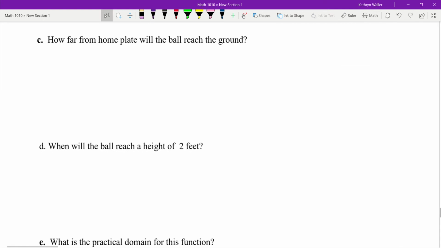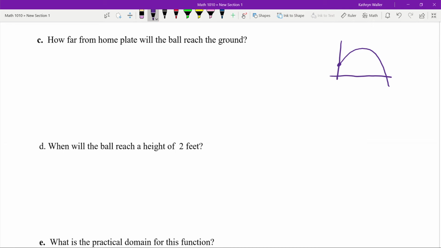How far from home plate will the ball reach the ground? Okay, everybody grab your pencil. I want you to draw a coordinate graph. I know this is a parabola that opens down. We already did this, remember? It starts up here, so it's going to come up, like Abigail said, it's going to take a normal flow. Gravity's going to pull it down. Okay, so there's your graph.